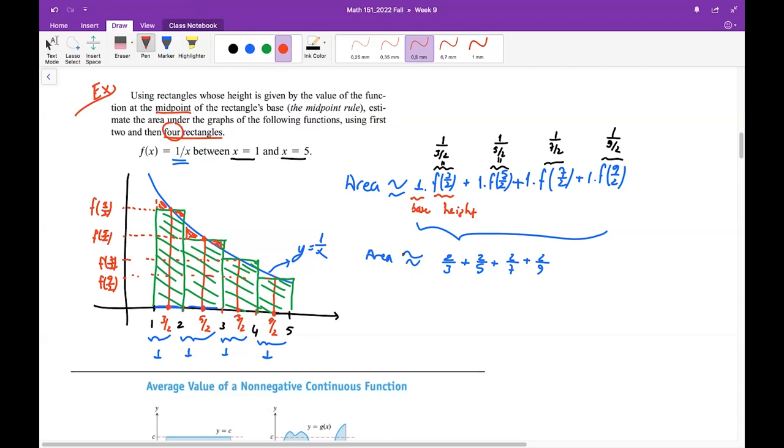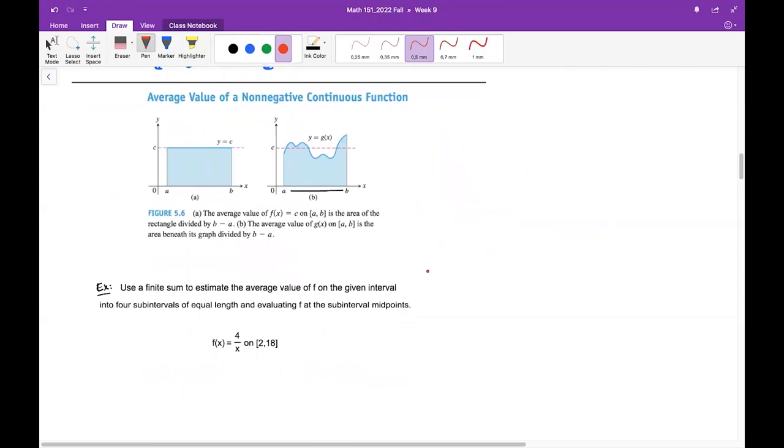Okay, let's move on. Average value of a non-negative continuous function. We have a function g of x here, okay? And the average value of a function on a closed interval is what? For example, let's talk about the average value of the g function. G average is given by the area under the curve divided by the length of the interval, which is b minus a.